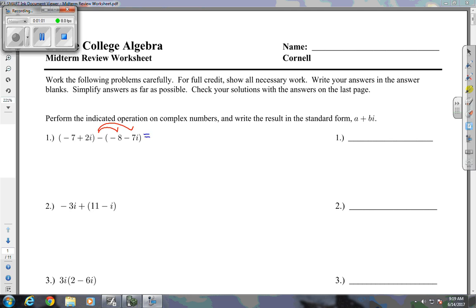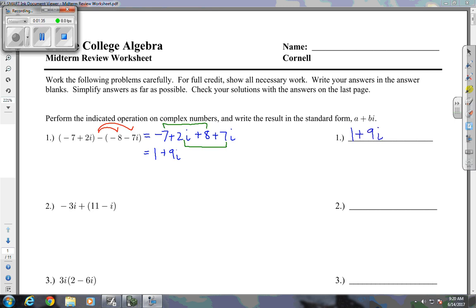Dropping the first set of parentheses, we have negative 7 plus 2i, and distributing that negative into the second set of parentheses, we get plus 8 plus 7i. Now we're going to combine the real parts and the imaginary parts. So if I combine negative 7 plus 8, I get 1, and adding 2i to 7i, we end up with plus 9i. So the correct answer for this problem is 1 plus 9i.